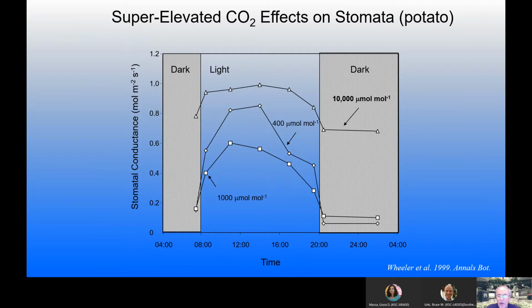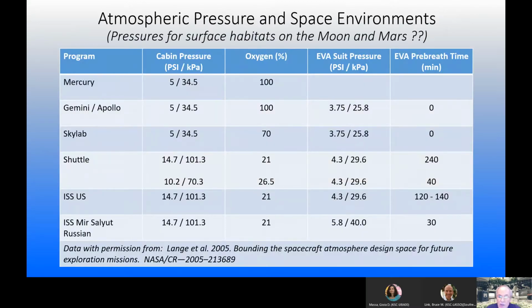And so this is a well-known phenomenon, but if you get to super elevated levels, like 10,000 parts per million, the conductance actually goes up compared to ambient, and you don't get much closure at night. So you tend to damp out the circadian rhythm of the stomata. So I just mentioned this to show that there can be some unexpected or peculiar phenomena that occur in some of these extreme levels. Pressures could be different for future missions. They were different in the past.